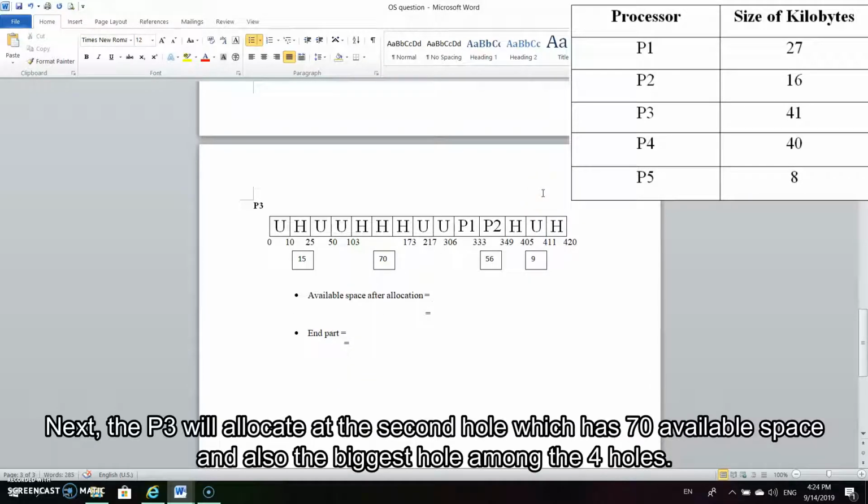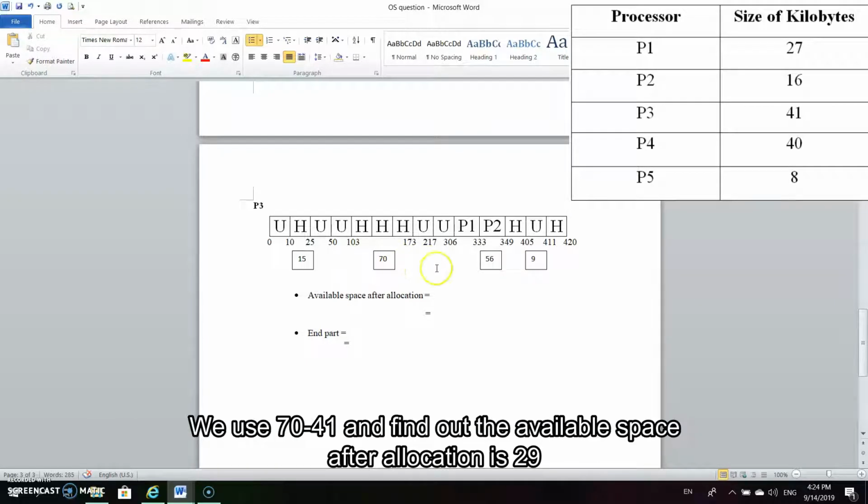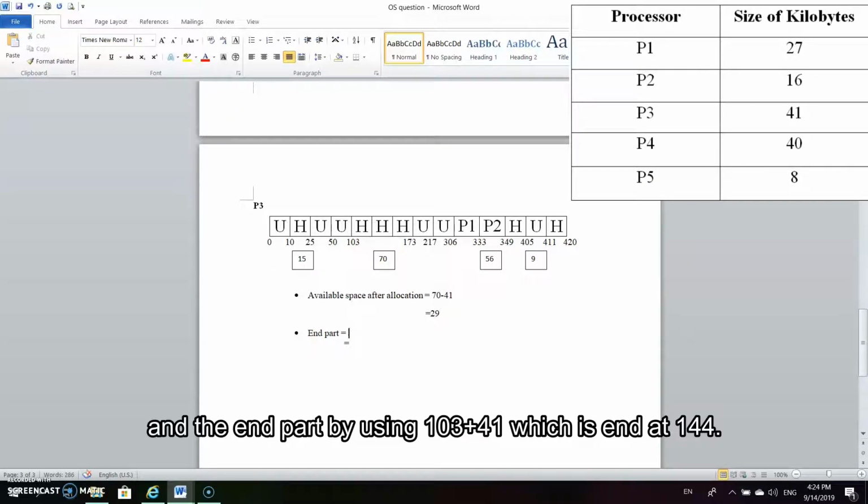Next, P3 will allocate at the second hole, which has 70 available space and is also the biggest hole among the 4 holes. We use 70 minus 41 and find out the available space after allocation is 29. And the end part by using 103 plus 41, which ends at 144.